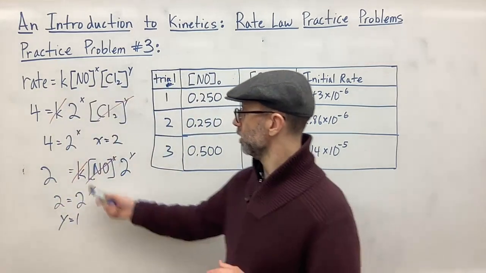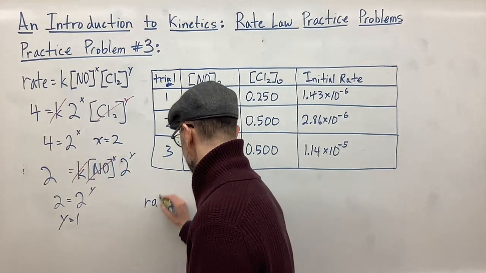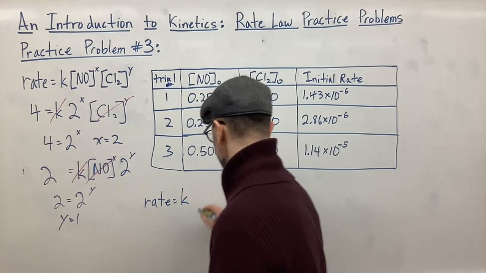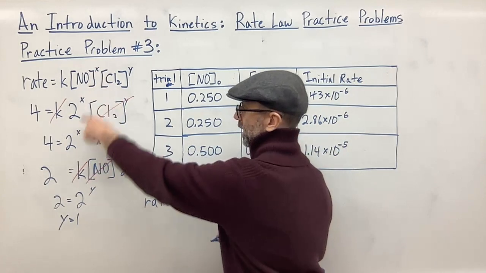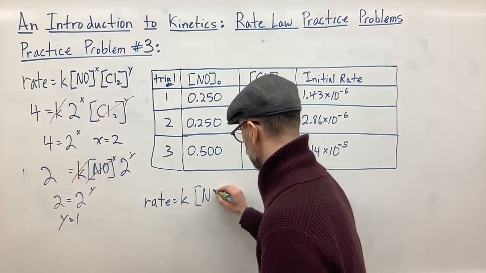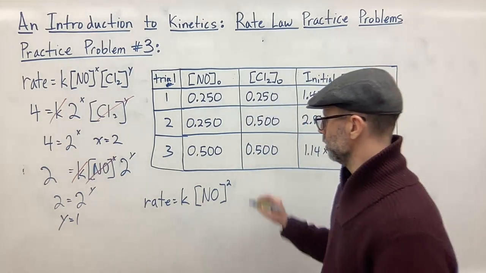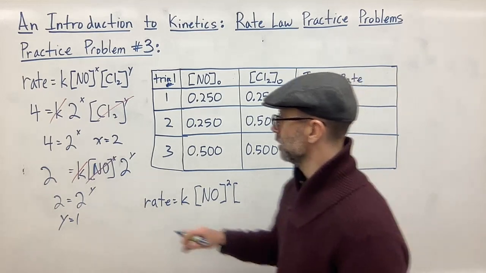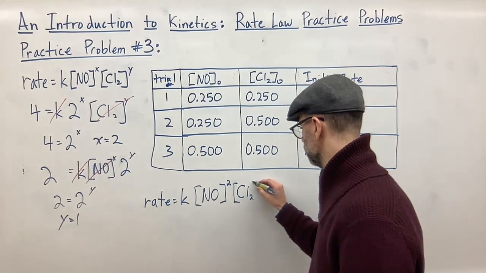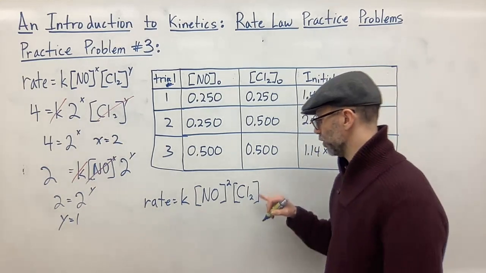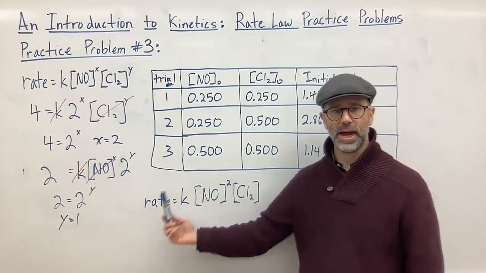We now have our exponents. So that means the rate law is going to be rate is equal to K times NO to the X, which is 2. So NO concentration to the second power times Cl2. Y is 1, so it's going to be Cl2 concentration raised to the 1 power. We don't write the ones. So this is our rate law for this reaction.